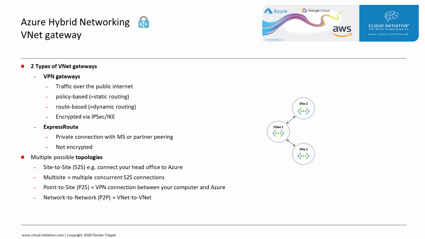With ExpressRoute, we create a private physical connection at the network layer. We can do this with Microsoft directly or through a peering partner. This traffic is private but unencrypted.